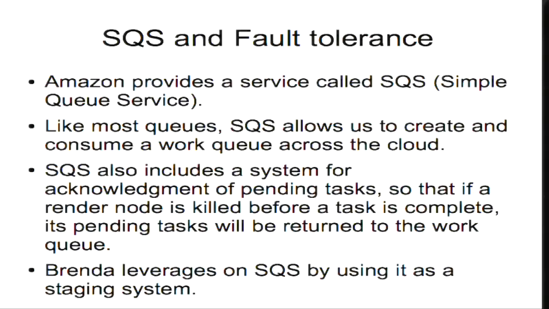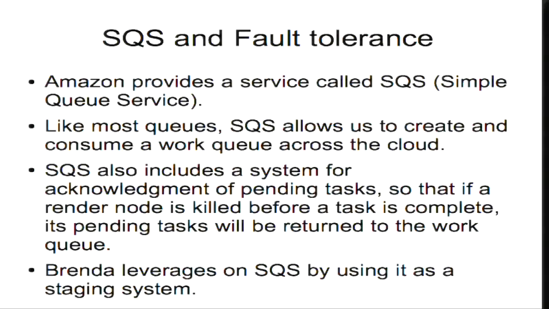But let's say while the render operation is in the middle of frame 2, the spot market price of that particular virtual machine rises above our threshold. And now Amazon comes in and immediately kills that computer. So we rendered a part of a frame and then we were killed. Now, what's going to happen? Because we took frame 2 out of the queue, we were working on it, but we were killed before we could finish it.